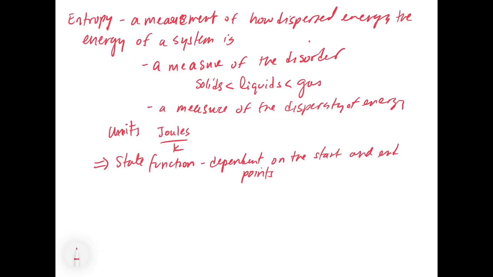So we can assign then, just like we can for delta H, we can say, well, delta S is going to equal S final minus S initial. Now S is the symbol for entropy.